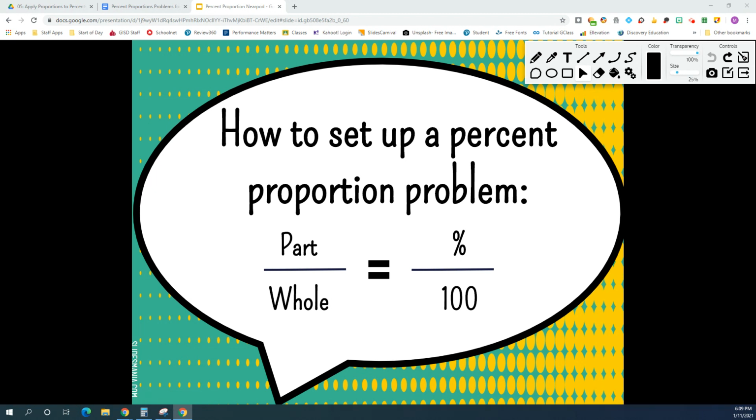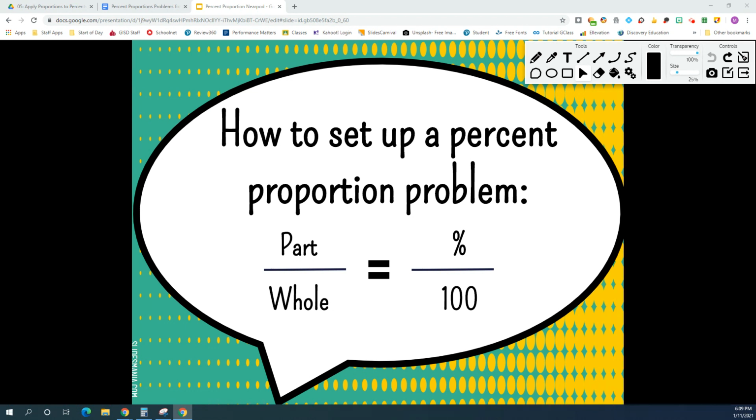Percent proportions are just a little bit different because percents are always out of 100. And so it really makes it easier because we already know that one of the denominators is going to be 100 in our fraction. So this is how it always is going to be set up. We're going to have percent out of 100 on one side. Sometimes they'll give us the percent in the word problem, and if they do give us that number, it will have a percent sign next to it. And then we can put it over 100.